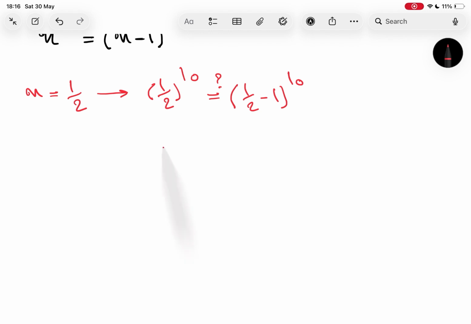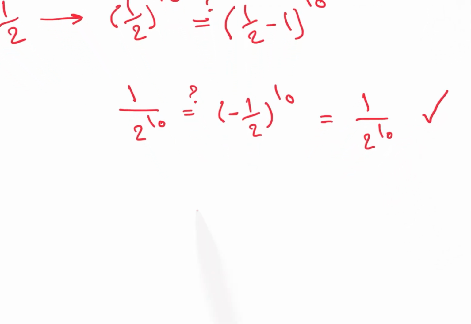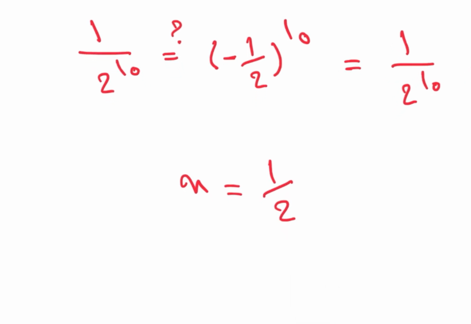Now, let's calculate inside the parentheses: 1 over 2 to the power of 10 equals negative 1 over 2 to the power of 10. Do you think this equation holds true or not? In mathematics, when a negative number is raised to an even power, the result becomes positive because negative times negative is positive. And since 10 is an even number, negative 1 to the power of 10 equals positive 1. So, the left side and right side are equal. That means our answer is completely correct. Therefore, the final answer is x equals 1/2.